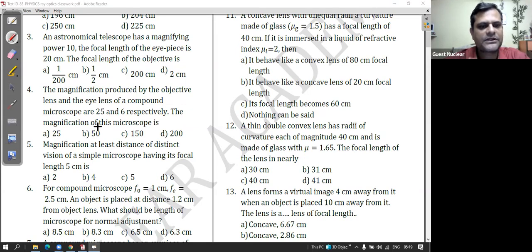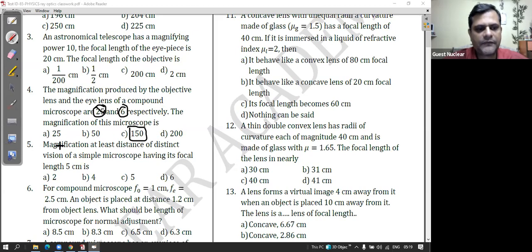See here, magnifications of compound microscope में दो लेंस होते हैं, एक ऑब्जेक्टिव और एक आई लेंस. ऑब्जेक्टिव का दिया हुआ है मैग्निफिकेशन 25 और दूसरी तरफ यहाँ पे आई लेंस का जो मैग्निफिकेशन दिया हुआ है वो है 6. सो इफ यू जस्ट मल्टीप्लाई दिस 25 with 6, we can get this 150 as a final is going to be the correct option here.